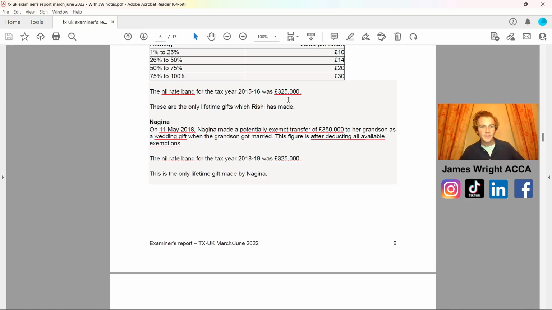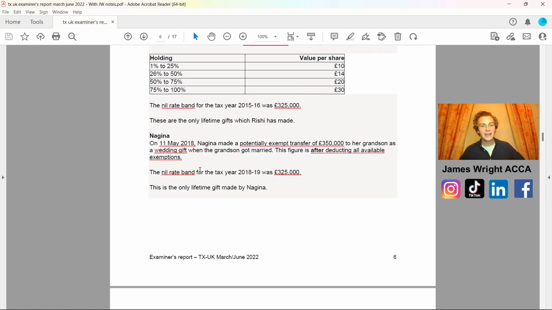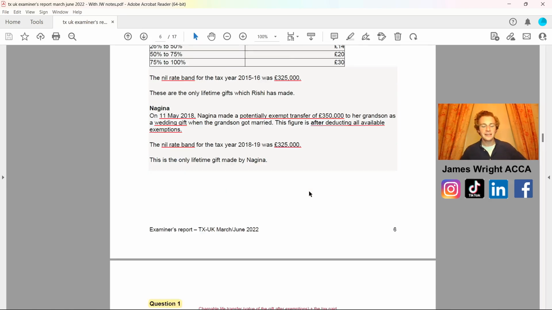The final transaction, and again, you can see how it's nicely broken up. So you've got Rishi, first paragraph, first thing that's gone wrong, second paragraph, next scenario on there. And then Nagina on here on the 11th of May 2018 made a PET of 350,000 to her grandson as a wedding gift. So again, you've got to know your different allowances, which we'll come on to later on. And this figure is after deducting all available exemptions. Again, the nil rate band for the tax year 18-19 was exactly the same, 325,000 on there, and it was the only lifetime gift that Nagina made.